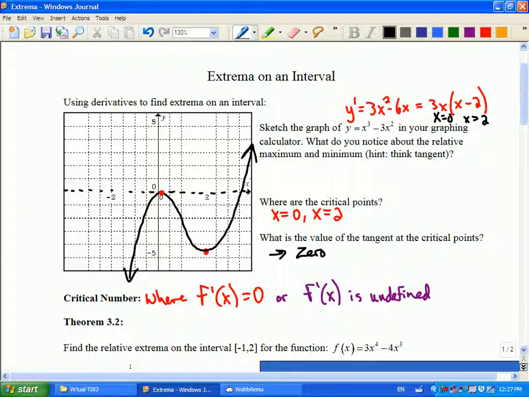So there's a handy little theorem in your textbook. It is a mathematical fact. It is not something that you need to worry about. It's been proven that if you have a set of critical numbers, your minimums and maximums must be inside those critical numbers. So let's write that down. Let's call it the set of all critical numbers.